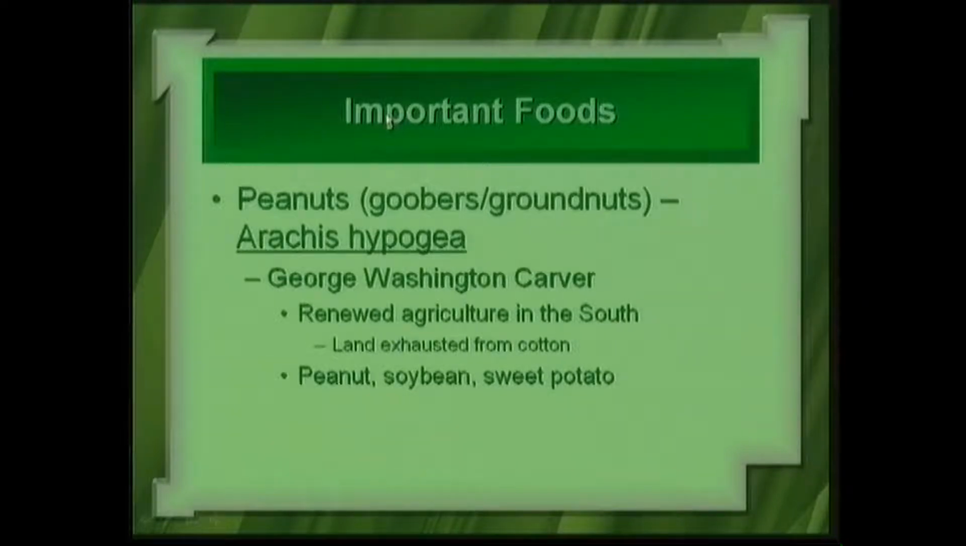So it was due to George Washington Carver that agriculture was regenerated in the South. There were other plants that people could plant. Here you have peanut, soybean, and sweet potato. Three crops, and this is just some of the crops that George Washington Carver put to the forefront of American agriculture. And of course, we know that soybean is extremely important as a crop in the United States.